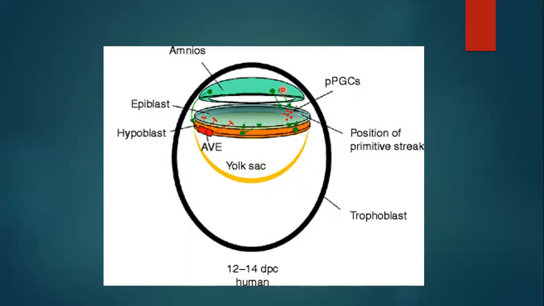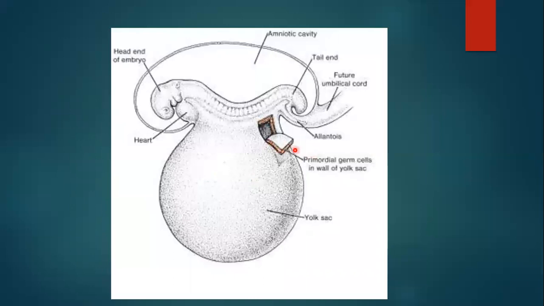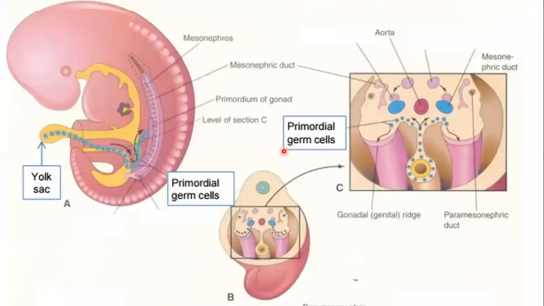This is the diagrammatic illustration of what we have studied in the previous slide. This is the two-layered embryo. This is the epiblast layer, and this is the hypoblast layer. These are the primordial germ cells, and they will start from here and will eventually move towards the yolk sac in the second week of intrauterine life. This is the yolk sac, right? This is the developing embryo, an advanced stage of the embryo. And here you can see this is the yolk sac, and in the wall of the yolk sac, the primordial germ cells have arrived here, right?